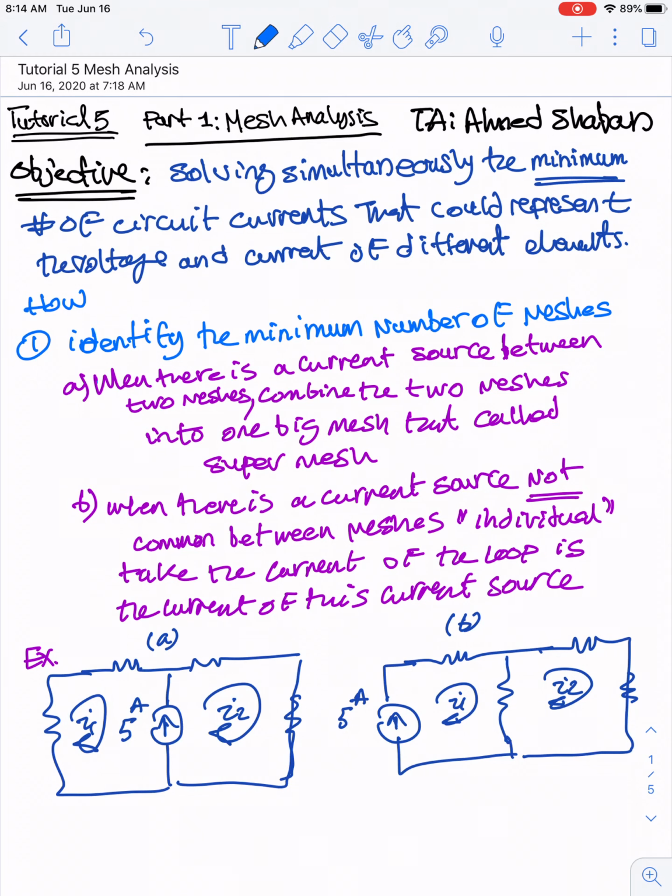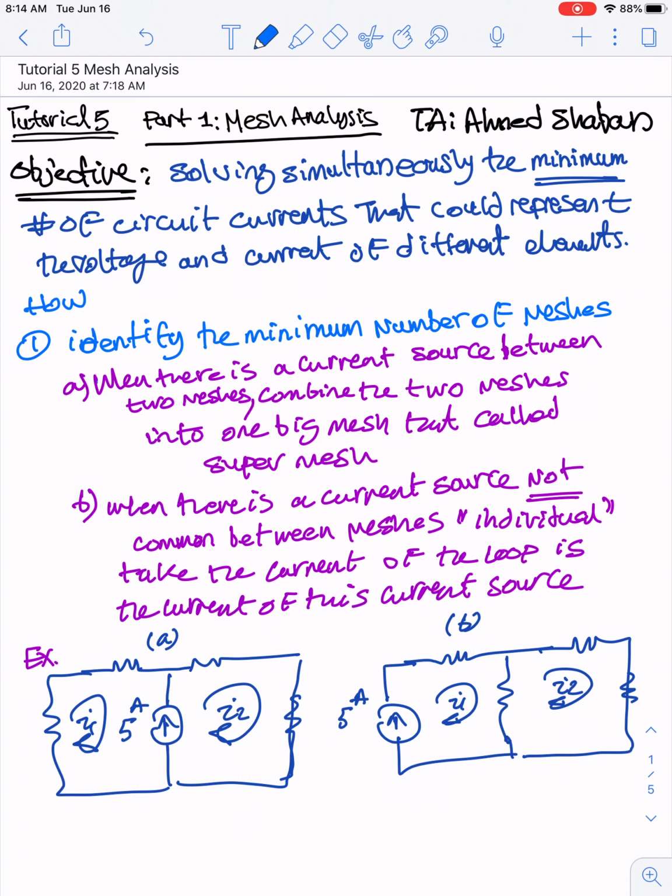Hello, welcome to tutorial 5. In this tutorial, I will discuss two different topics. The first topic is mesh analysis, and the second topic is Thevenin equivalent. So let's get started with the mesh analysis.